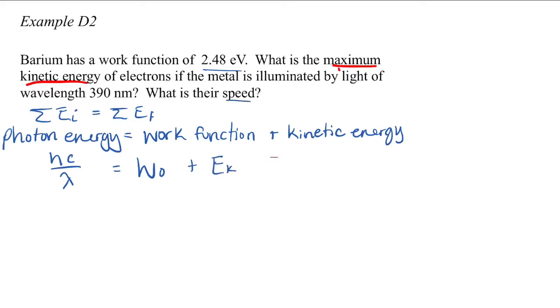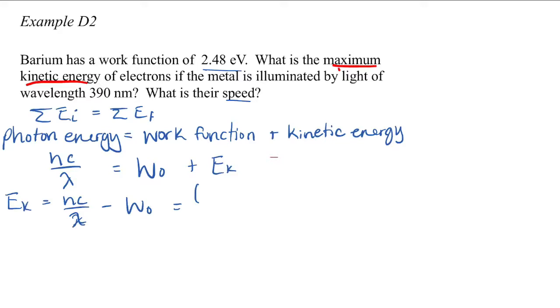Okay, so we want to know the speed, so therefore, obviously, we're going to need to find the kinetic energy. And then that's going to help us find the speed from there. So my kinetic energy is just going to be hc over lambda minus the work function. Here's the thing: I can start by finding the kinetic energy in electron volts if I want to, because I can find this hc over lambda if I use the electron volt version of Planck's constant. Then I can have that in terms of electron volts, as long as it's all in the same units.